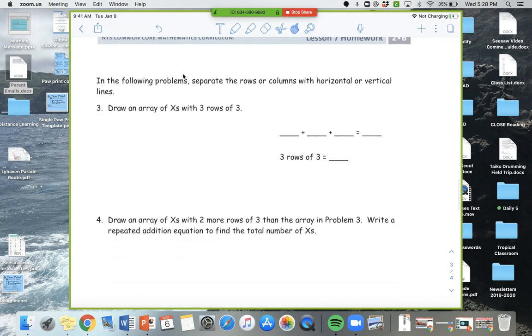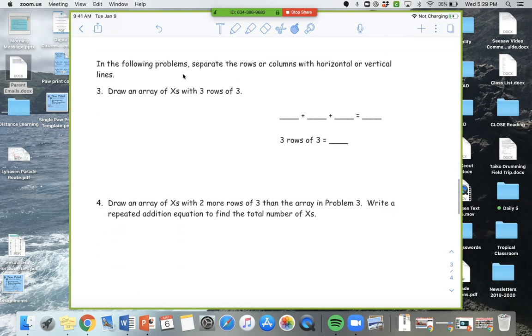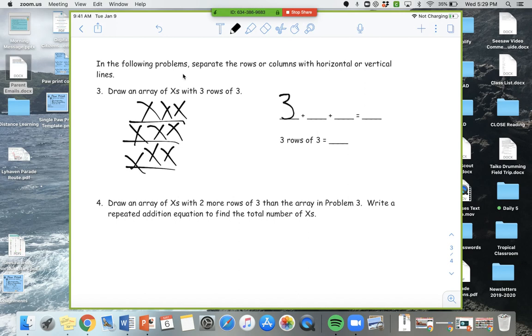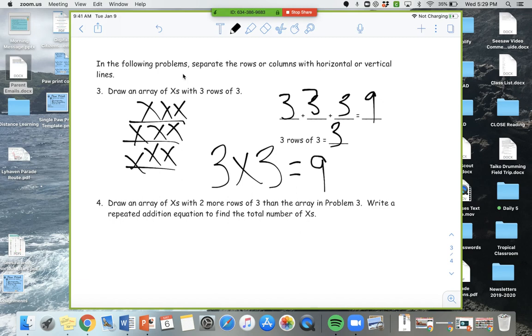Okay, so on page 2, you are going to continue to draw your arrays, separating the rows with horizontal lines or the columns with vertical lines. So draw an array of x's with 3 rows of 3. 1, 2, 3, four times over. And then repeated addition to find that product, which equals 9. 3 rows of 3. In this case, it's 3 times 3, sort of like a double, equals 9.